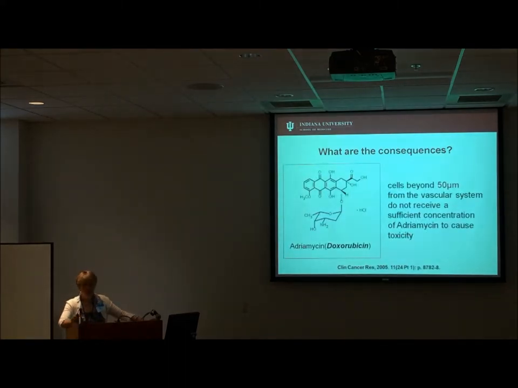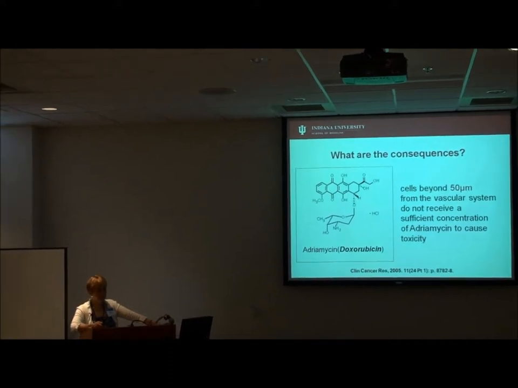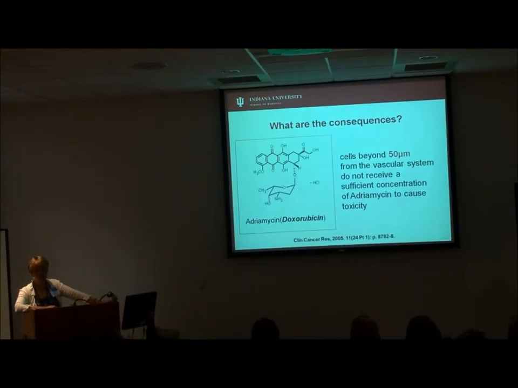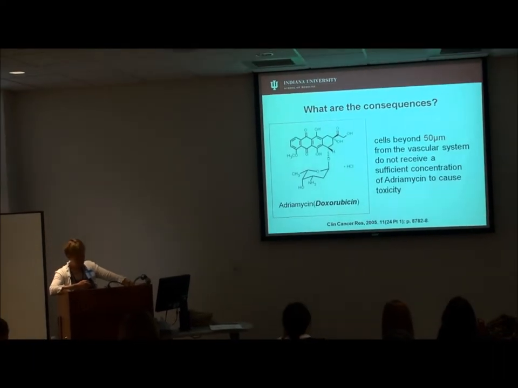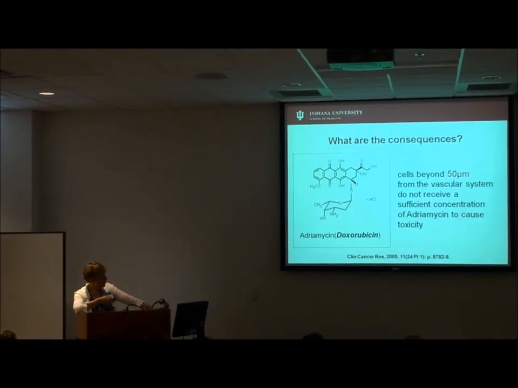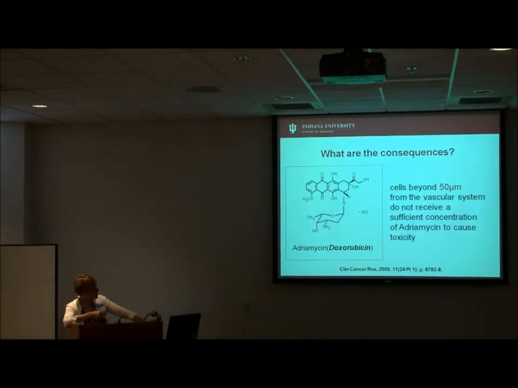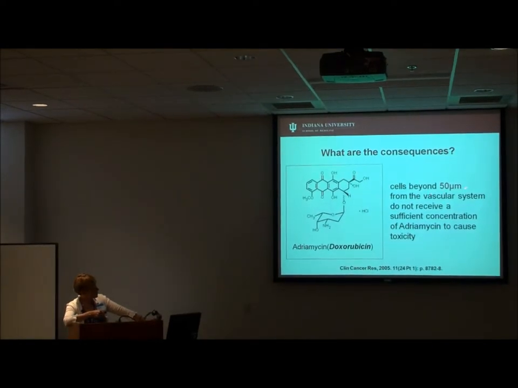What are the consequences for drug delivery? So if I already convinced you I can't get oxygen and glucose into the center of the tumor, what about the things we're giving through an intravenous infusion of a chemotherapeutic? This is adriamycin, which is one of the standard chemotherapeutic agents for breast cancer. And you can see from a study done in Clinical Cancer Research that cells beyond 50 microns from the vascular system do not receive a significant dose to kill them.